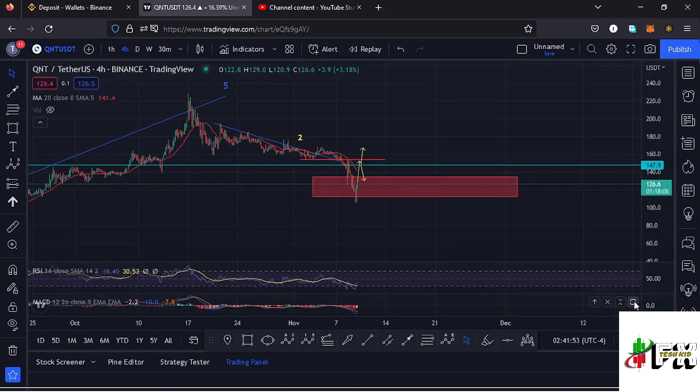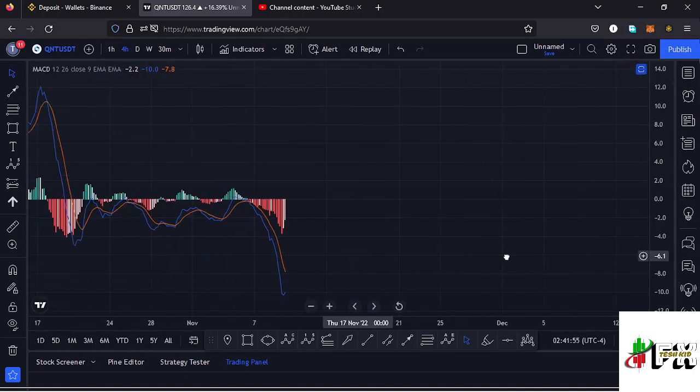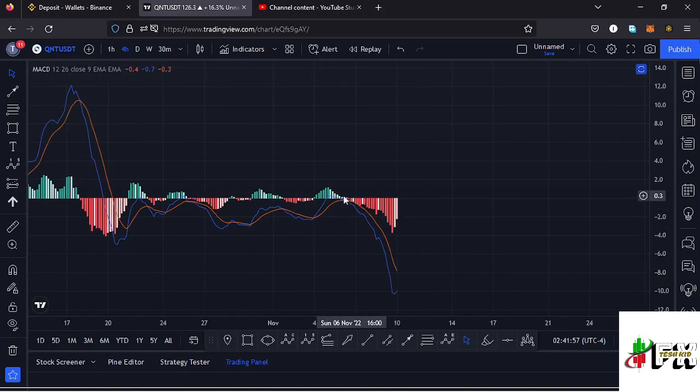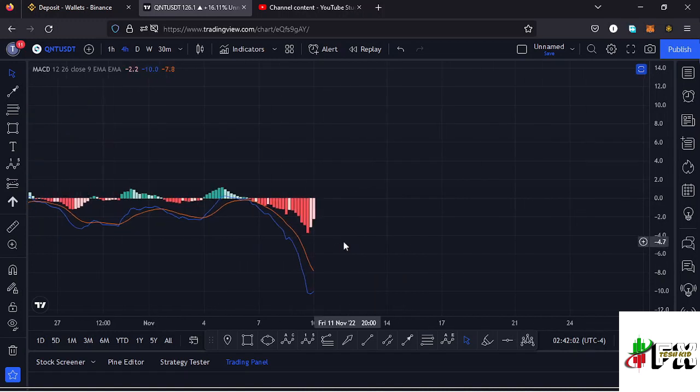Also taking a look at the MACD. Here on the 4-hour MACD, we had printed a bearish crossover here, but we have started losing the momentum here on the MACD, and there's a possibility of us printing a bullish cross. So let's be patient and see how that plays out, and I'll keep you updated.